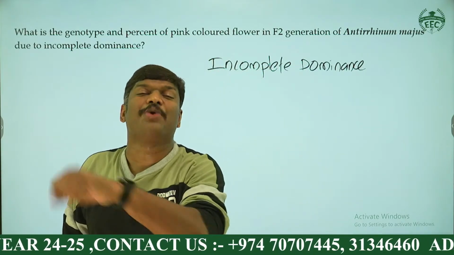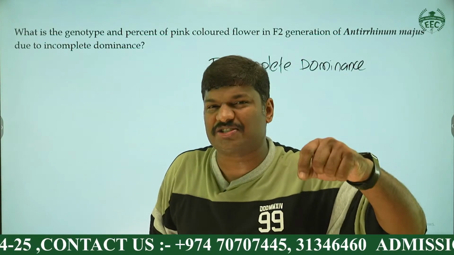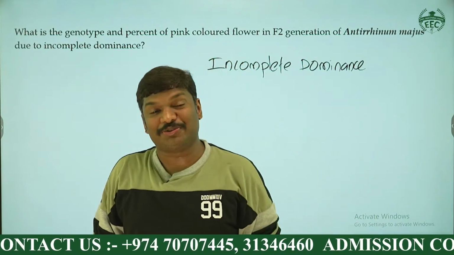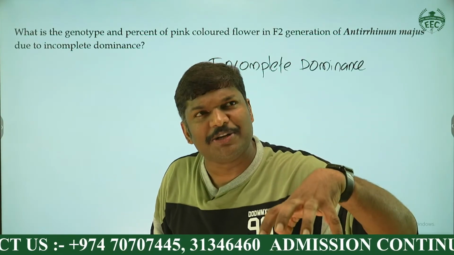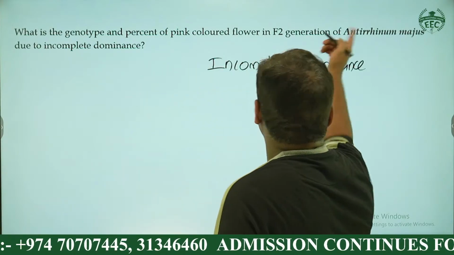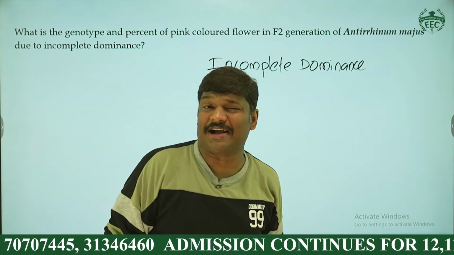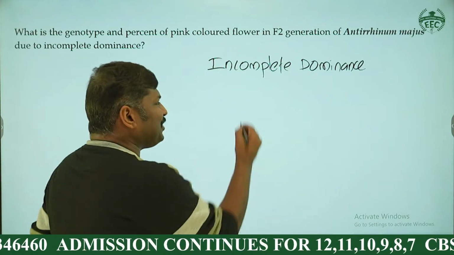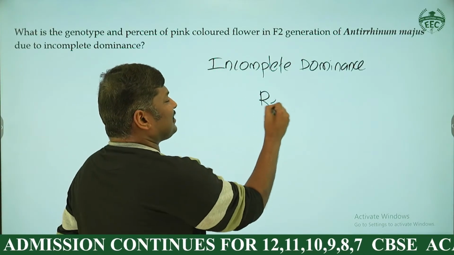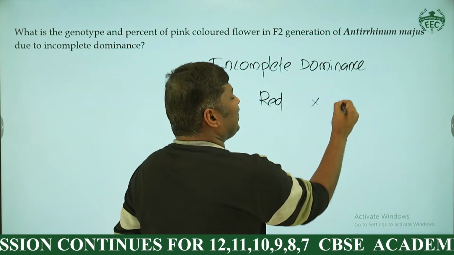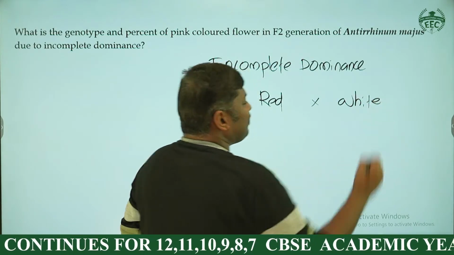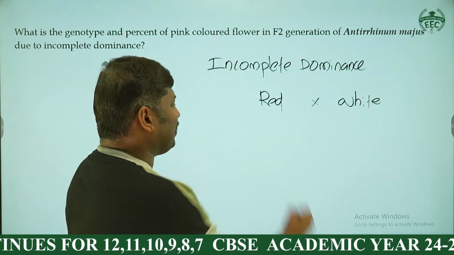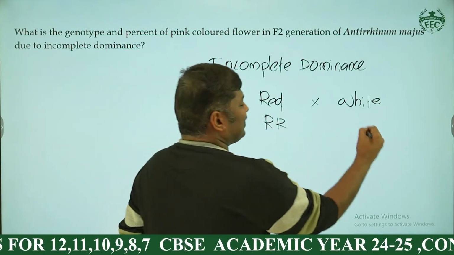In your textbook, there are two examples given. One is starch content in the pea plant. Most of the students write the first example, which means what? They all concentrate on Antirrhinum majus, the snapdragon plant, the dog flower. In that plant, you can see the red colored flower crossing with the white colored flower. Which one is the dominant one? The red colored one. So capital R, and here small r.